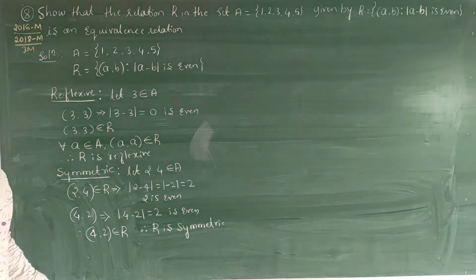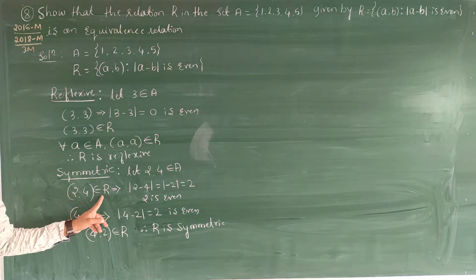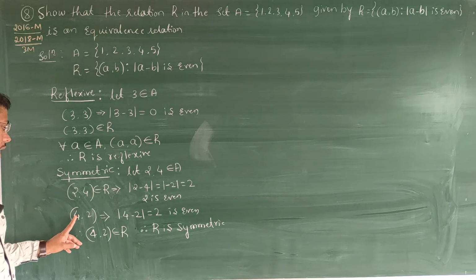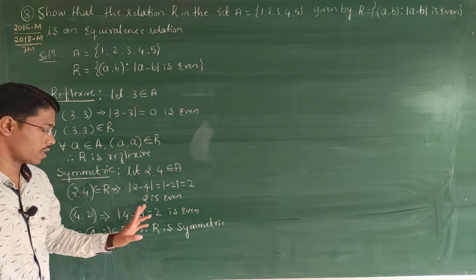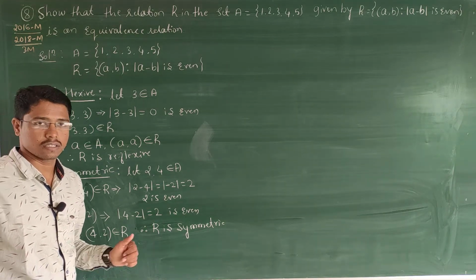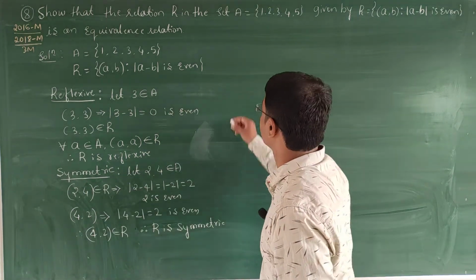We can write it directly. For all (a, b) belongs to R, that is |a − b| is an even number, and (b, a) such that |b − a| is an even number. Therefore (b, a) belongs to R. This implies R is symmetric. Okay. Now transitive relation.